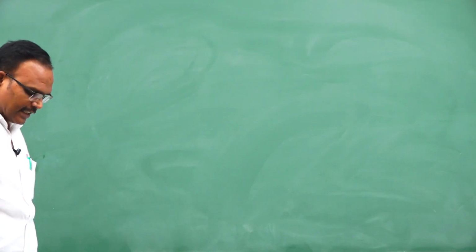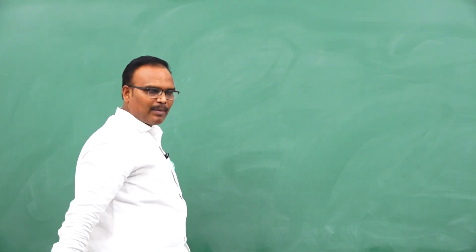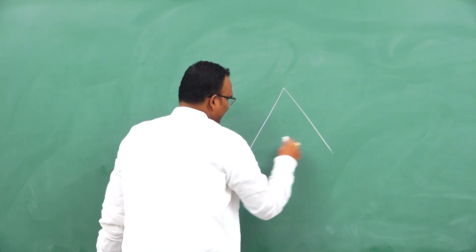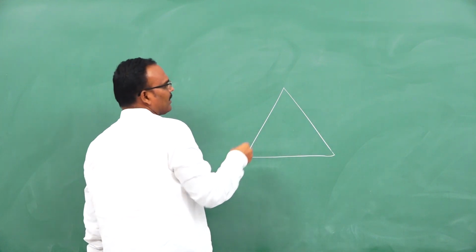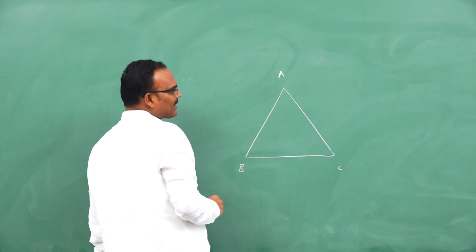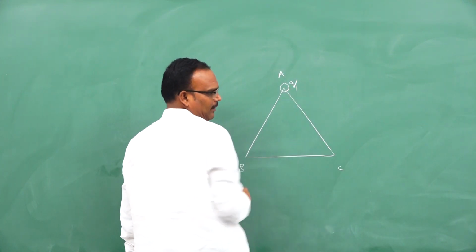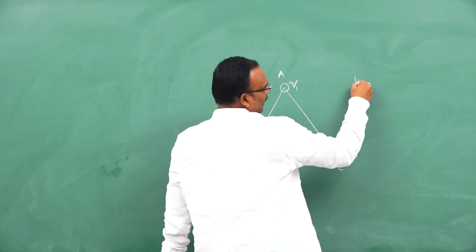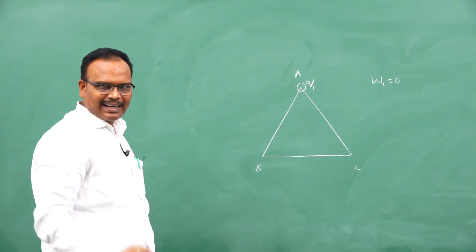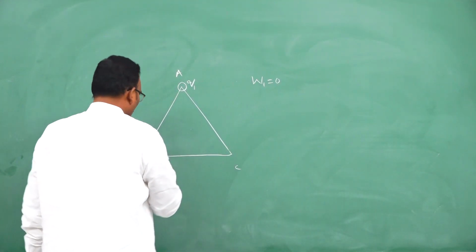Okay, an extension of this concept, for better understanding: I will bring 3 charges from infinity to the vertices of an equilateral triangle. I need to bring 3 charges and they should be placed at 3 points, say A, B and C. First I will bring a charge q1 from infinity to this vertex. For that, work done W1 is equal to 0, because nothing exists here to repel or attract. Now I will bring another charge q2 from infinity to vertex B.